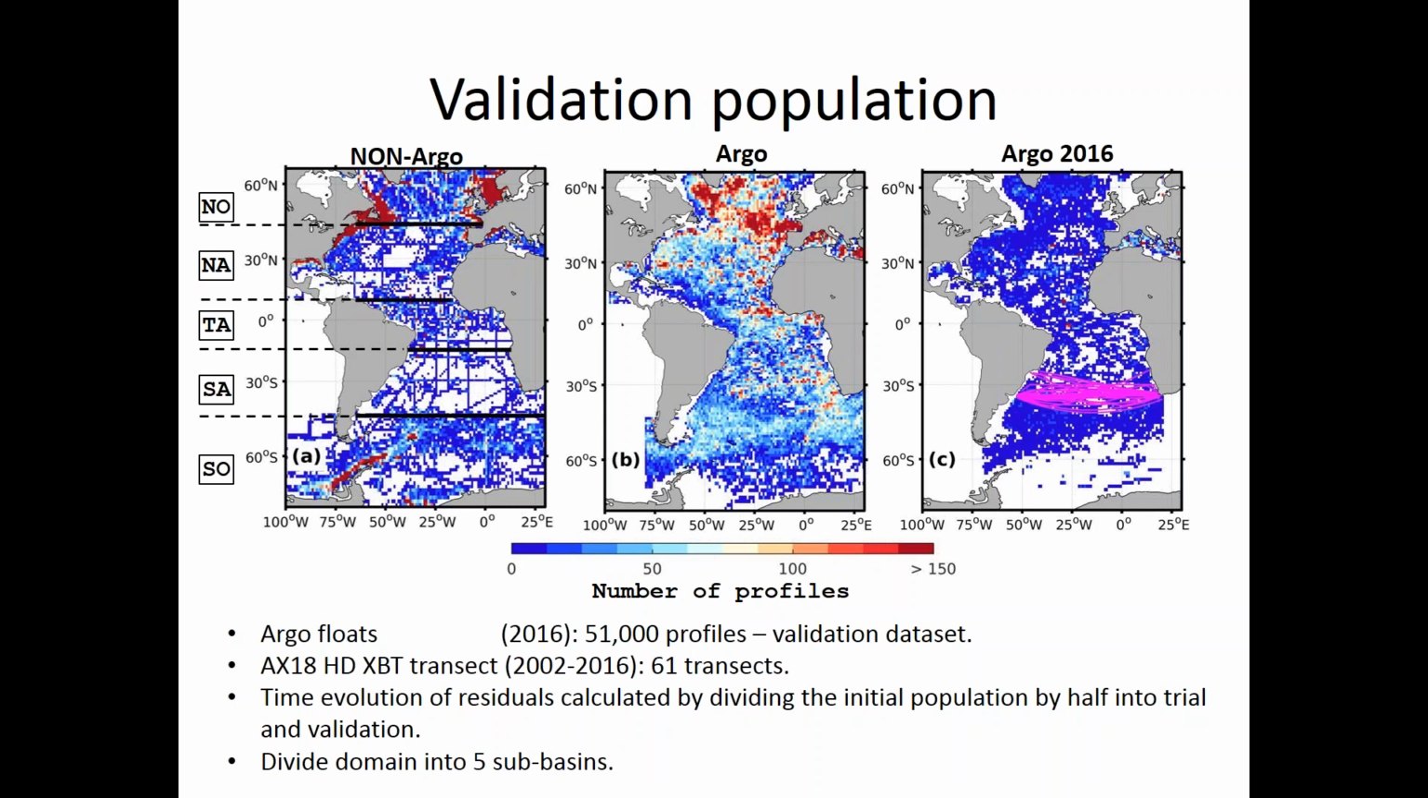And when we analyze the time evolution of the residuals, what we do is divide this whole data set that we have initially in half. So we use half for calibration and half for verification. And we divide the main domain in 5 subbasins: the Southern Ocean, South Atlantic north of 45 south, Tropical Atlantic from 15 south to 10 north, North Atlantic up to 45 north, and then after that is called the Northern Ocean, but it is like a subpolar region.